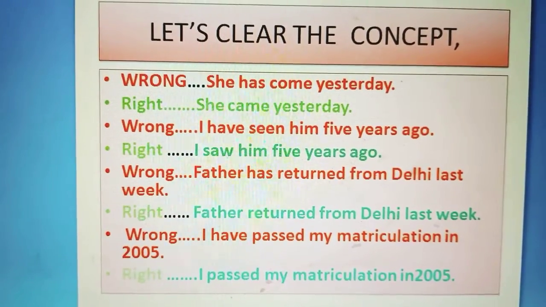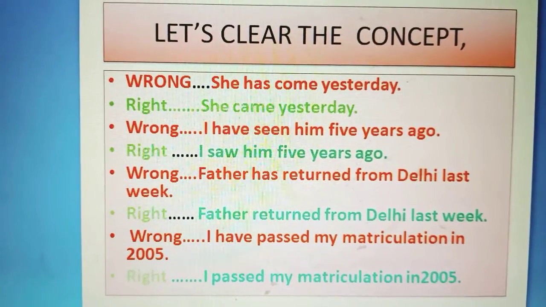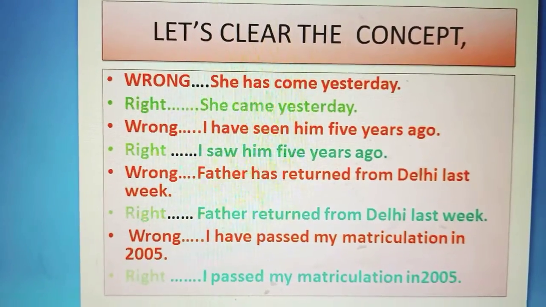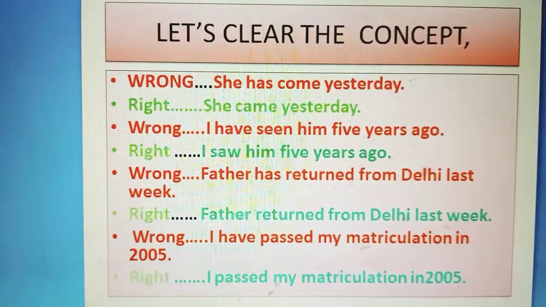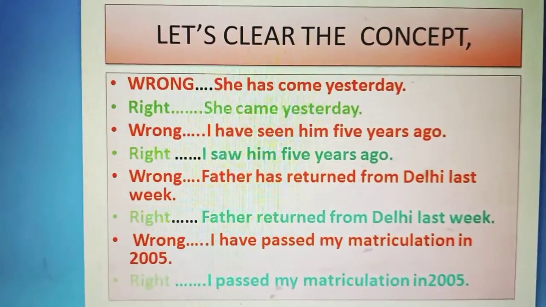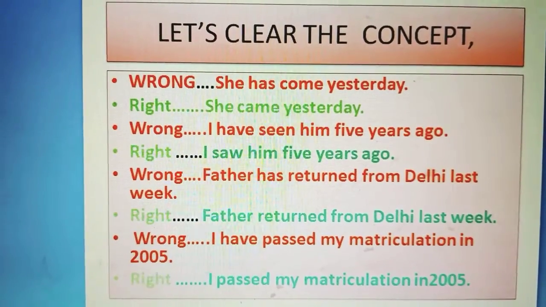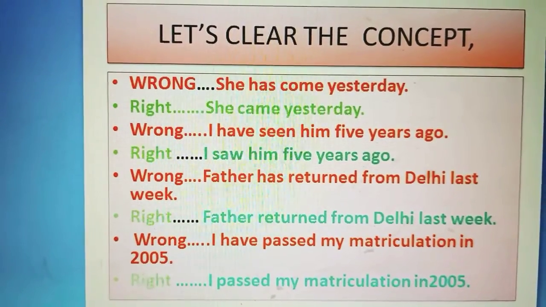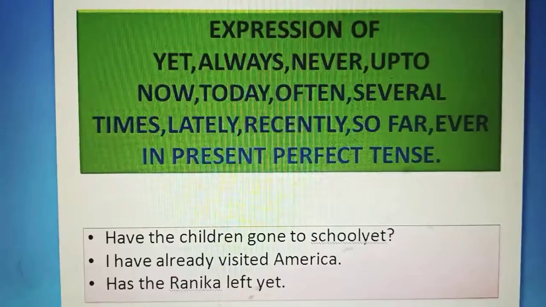The wrong one is: I have seen him 5 years ago. No. I saw him 5 years ago. I saw. Father has returned from Delhi last week. No. Father returned from Delhi last week. I have passed my matriculation in 2005. No, you will write: I passed my matriculation in 2005.